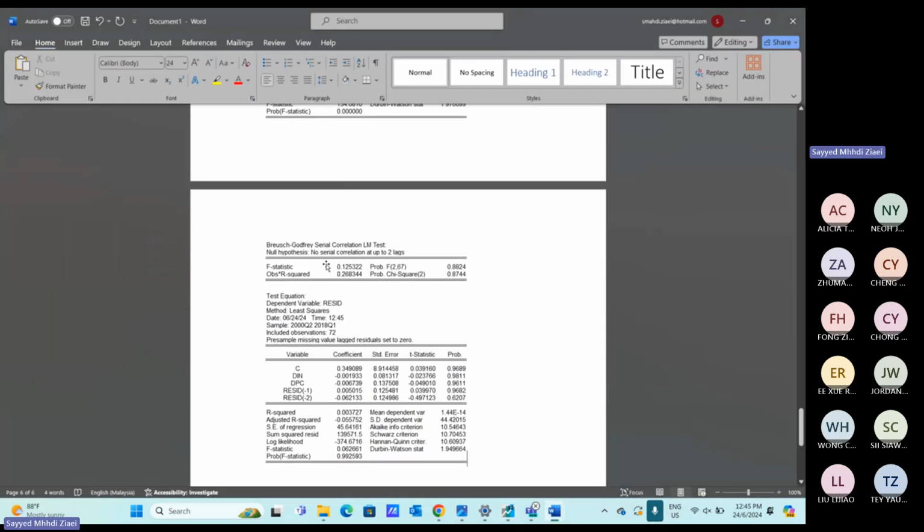So what happened? Now again, you need to check the F value and chi value, the P value. For both of them, it's greater than 5%. So it means you cannot reject the null hypothesis. It means we succeeded in resolving the problem of the autocorrelation as well.